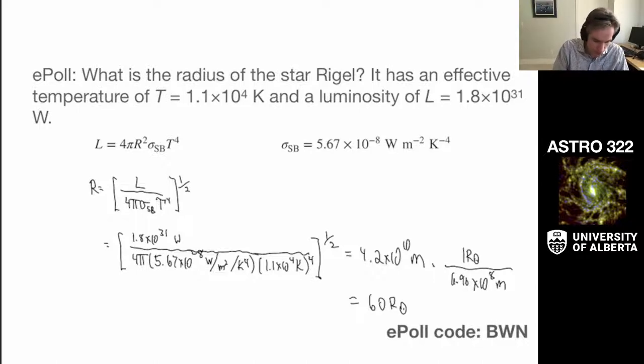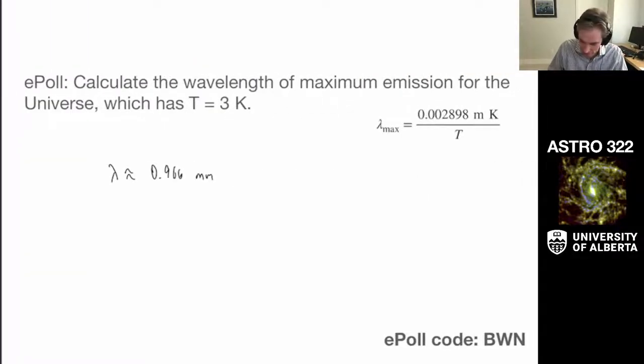Oh, this is a conversion factor. One solar radius is 6.96 times 10 to the 8th meters. I didn't ask for what it is. The only reason I did that was just to make sense of a big number. I speak meters or solar radii. It's all cool. Okay, closing up this e-poll, and then we're moving on.